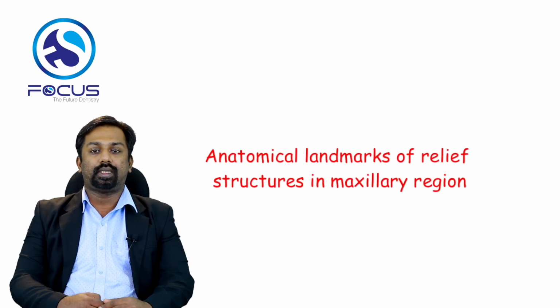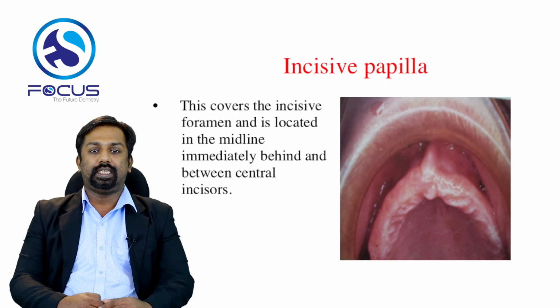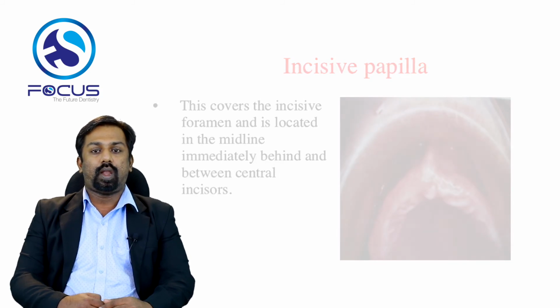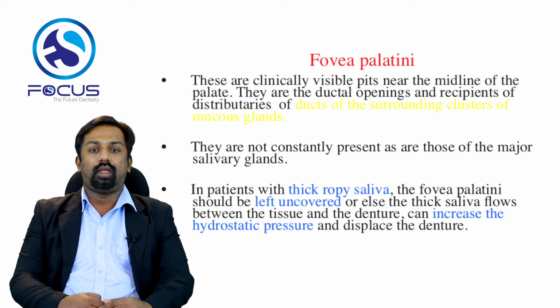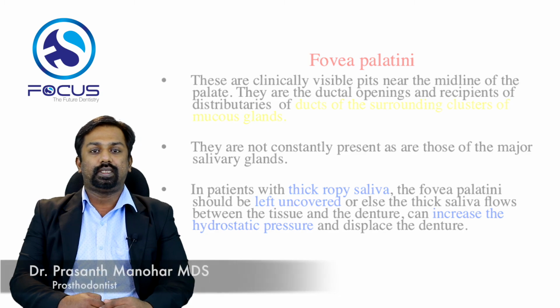Now the anatomical landmarks which have to be relieved in the maxillary region. They include the incisive papilla. Incisive papilla covers the incisive foramen, and beneath the incisive papilla it contains the incisive vessels and nerves. So this region has to be relieved. It also helps in the location of midline of the dental arch. Also the fovea palatinae has to be relieved because they are the ductal openings, and it has to be relieved to help in the continuous flow of saliva.